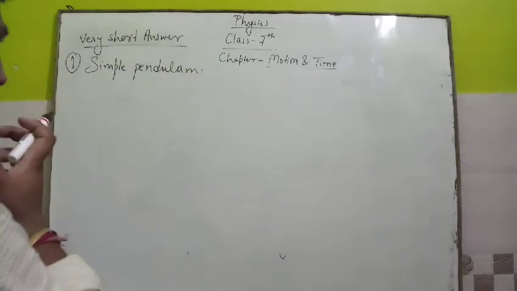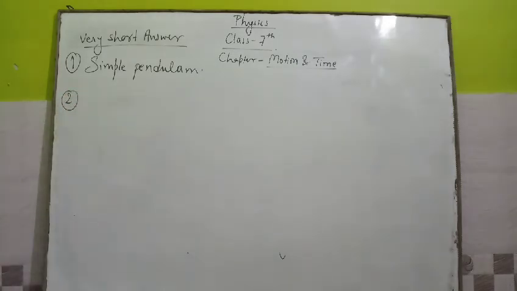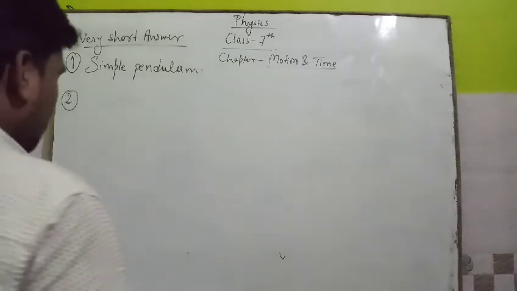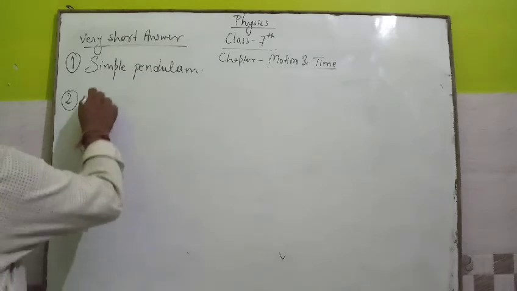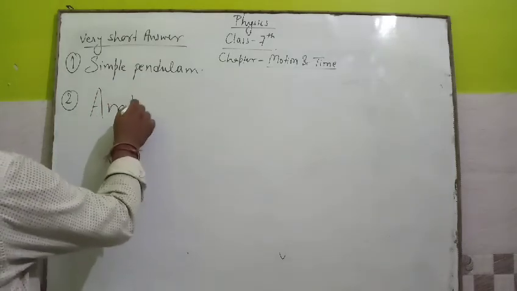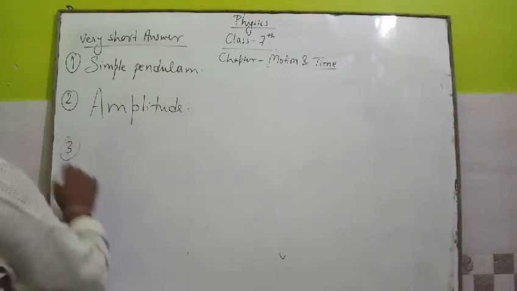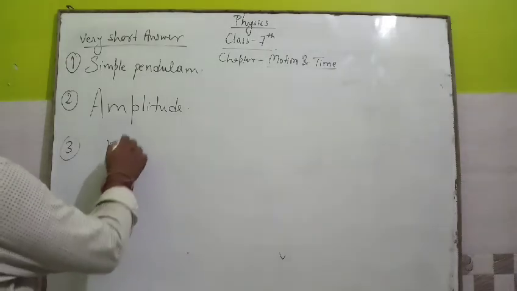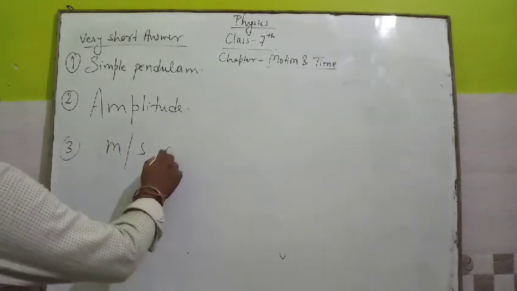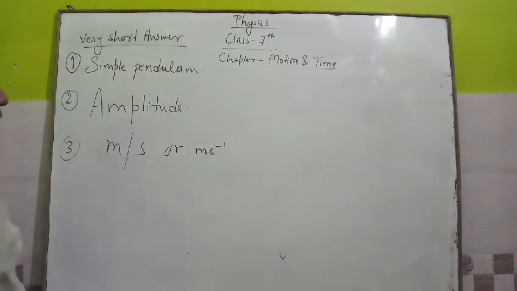Now question number 2. What is the maximum displacement of the bob from its mean position called? You know that maximum displacement from the mean position is known as amplitude. Now third is, what is the SI unit of speed? As you know that SI unit of speed is meter per second, or we can write this also like this, okay, m s to the power minus 1.